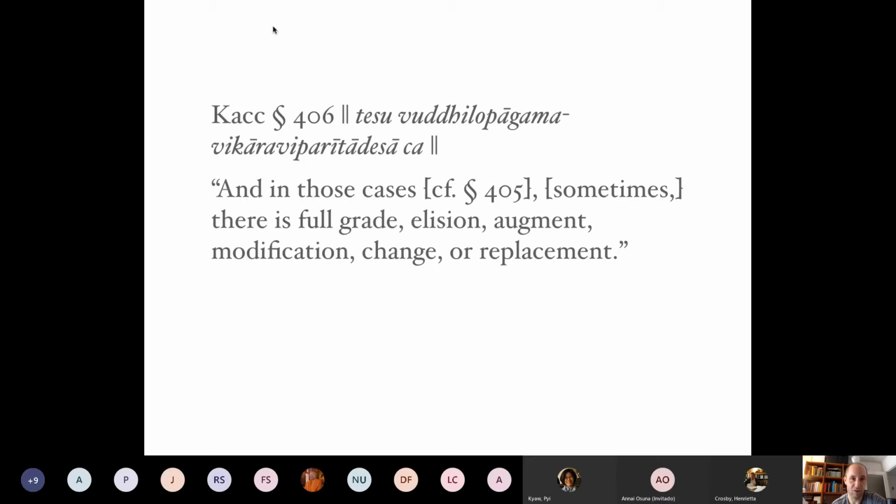Not only lengthening or shortening, but there are other events that can take place unexpectedly and without any real reason. Tesu buddhi lopa agama vikara viparita desacham. In those cases, previously stated, sometimes there is full grade buddhi, vriddhi, elision or augment, modification, change, or replacement. So all these things can also happen sometimes, and these, again, we have to take as exceptions. These are exceptional cases.